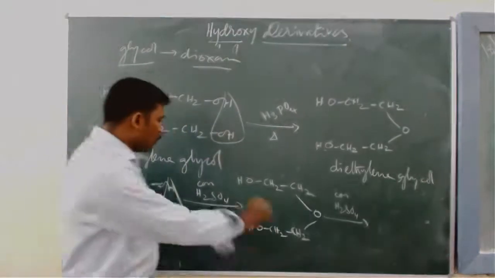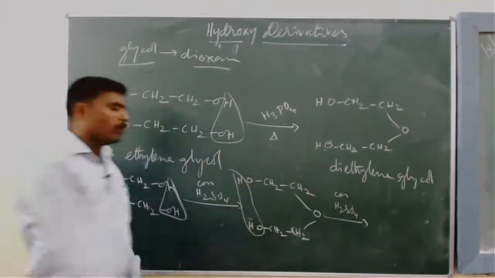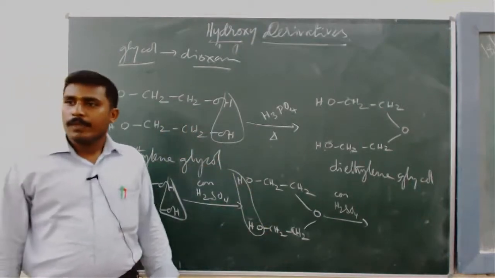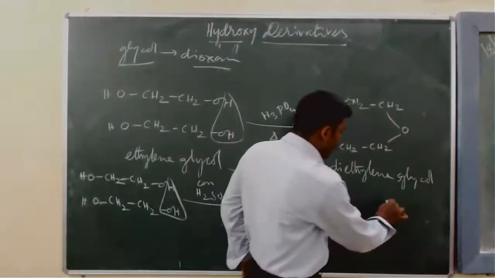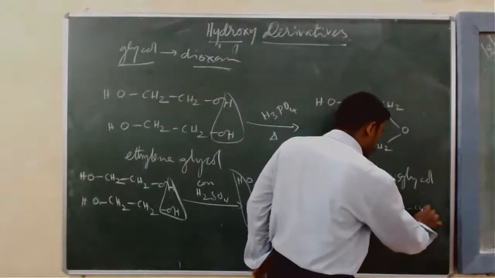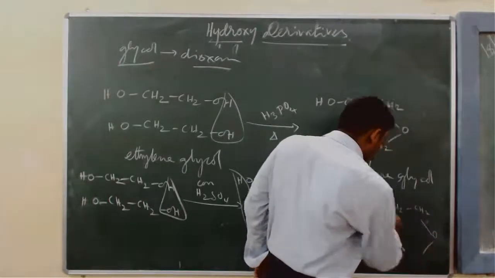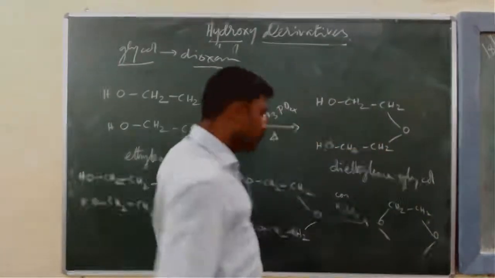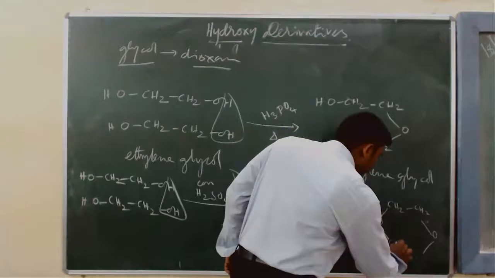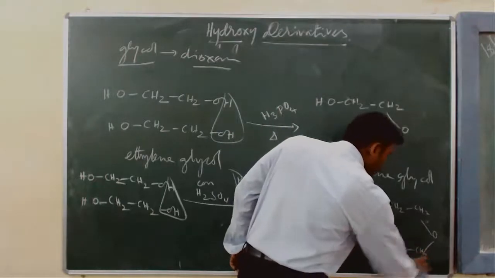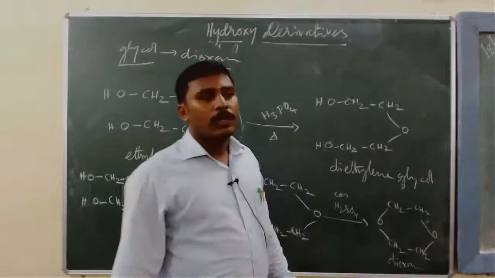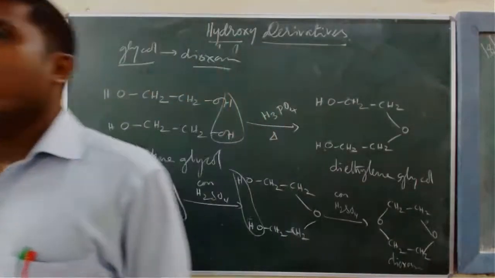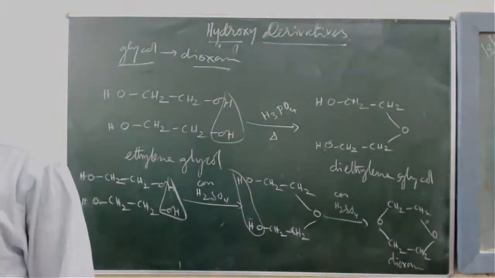Okay. Now, this side also I am going to remove one more water. So, this oxygen will come here. So, what's the product now? CH2 bond CH2O. Here also O will come in the middle. So, CH2 bond CH2 is named as dioxane. Now you got dioxane from ethylene glycol. Very important for problem part.